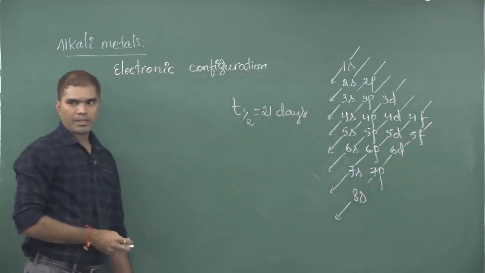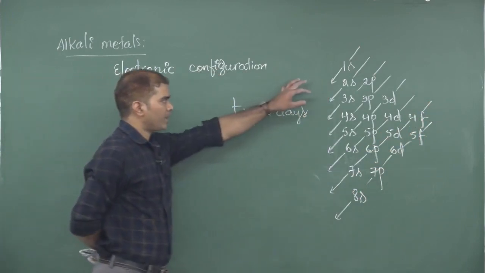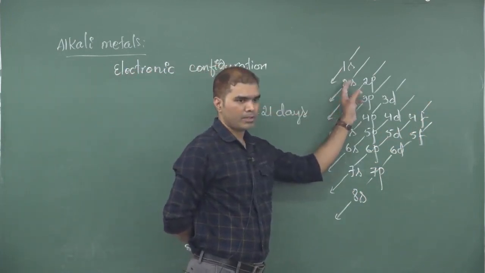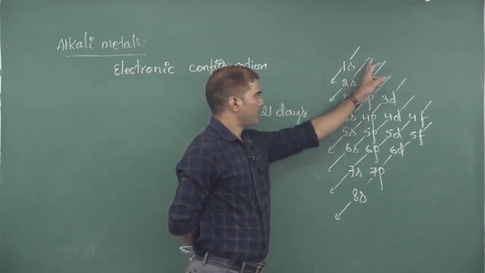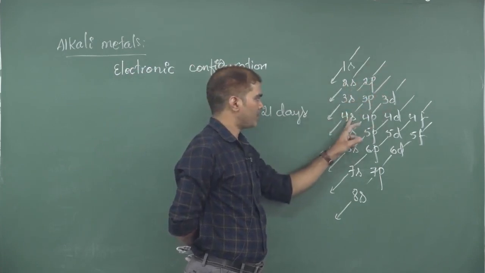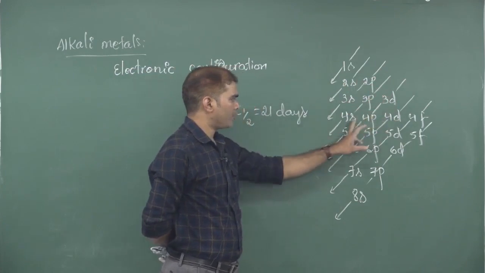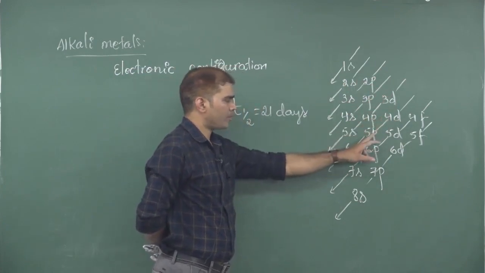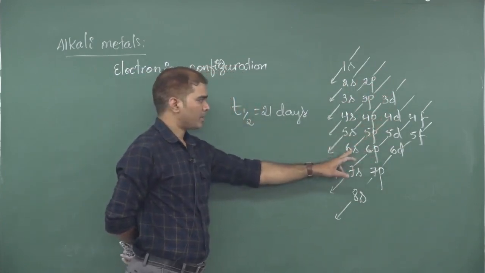Right, these are the filling levels. I begin with 1s, then comes 2s. After 2s should be 2p, and then 3s, 3p, 4s. After 4s should be 3d, 4p, 5s. After 5s should be 4d, 5p, 6s.